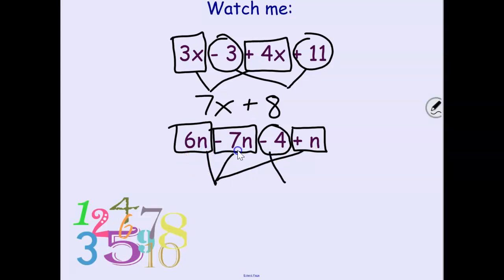All right, so when I go to combine these, I have positive 6, negative 7n, and then what do I have hiding in front of this n? I have a positive 1. So if I put these 2 together, I have positive 7n, and I have negative 7n, and when I put those together, I get 0 n's. And then I get a negative 4, and I don't really need to put 0n at all, so my final answer would actually be negative 4.